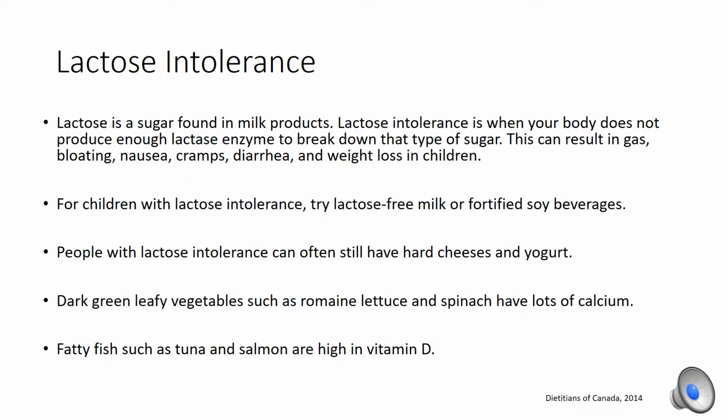Dark green leafy vegetables such as romaine lettuce and spinach have lots of calcium, and fatty fish such as tuna and salmon are high in vitamin D.